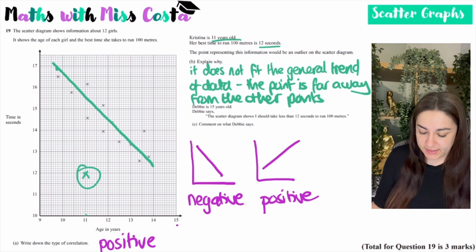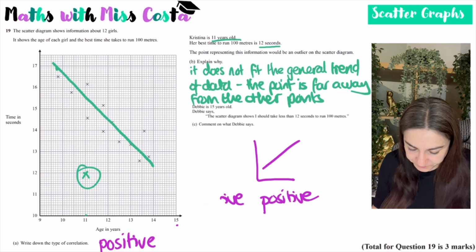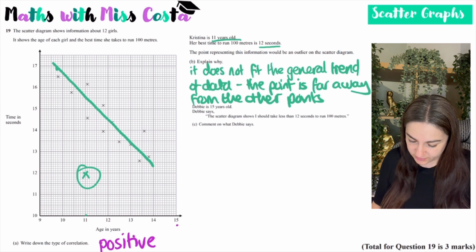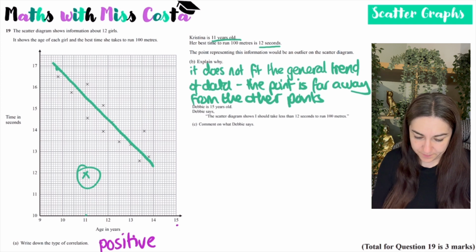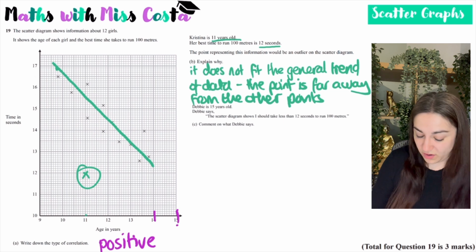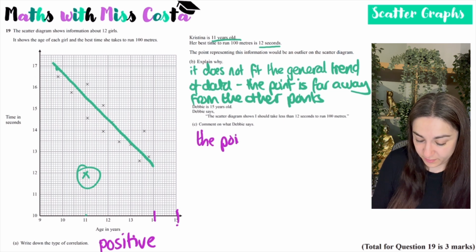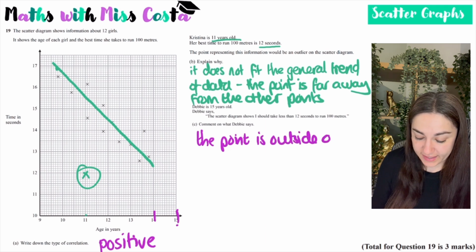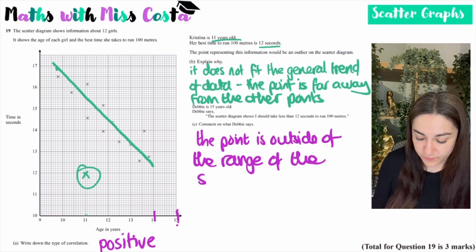That's unusual. Okay, for the next part, it says Debbie is 15 years old, and I'm told that Debbie says the scatter diagram shows she should take less than 12 seconds to run 100 meters. So a 15-year-old is over here. We don't even have data for a 14-year-old. So what I would say is the point is outside of the range of the scatter diagram.